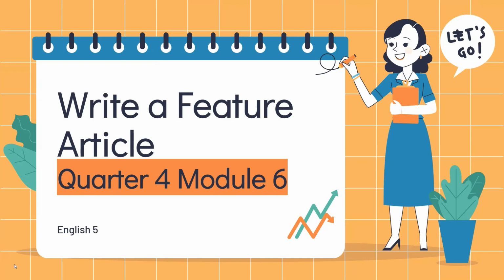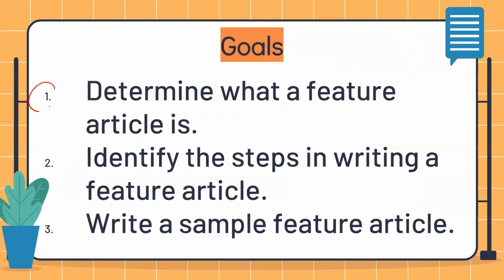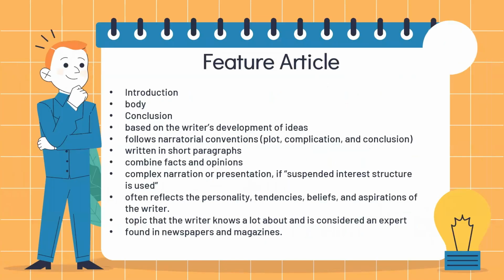So what are our goals for today? Our goals are quite basic, very easy to follow. Here are the following. Number 1, determine what a feature article is. Number 2, identify the steps in writing a feature article. And number 3, write a sample feature article. So today, makatunta kung unsa ang feature article o unsaon pagsuwat ang feature article, and if time permits, we will make a sample feature article. That also depends on the module that you're studying right now.